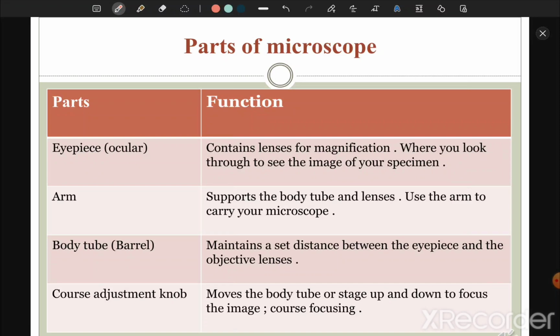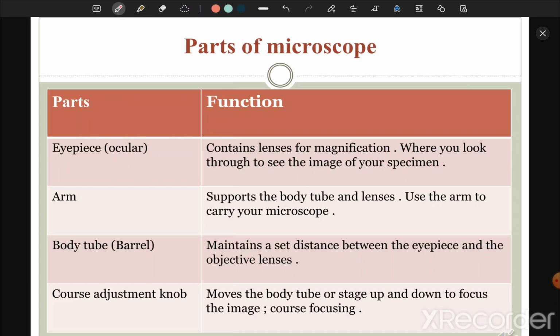And we have here two knobs. One is called the coarse adjustment knob. This is the larger one, and this is the fine adjustment knob. When you rotate the coarse adjustment knob, the stage moves up and down. When you examine the tissue or the slide, if it is far from you, you can adjust the stage and make it clearer or nearer to your view. While the fine one will be used to focus the image.